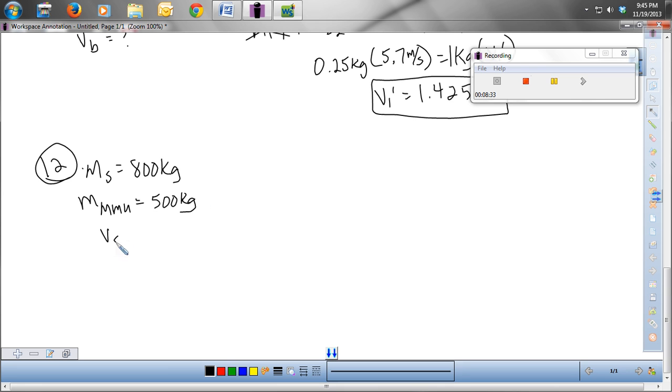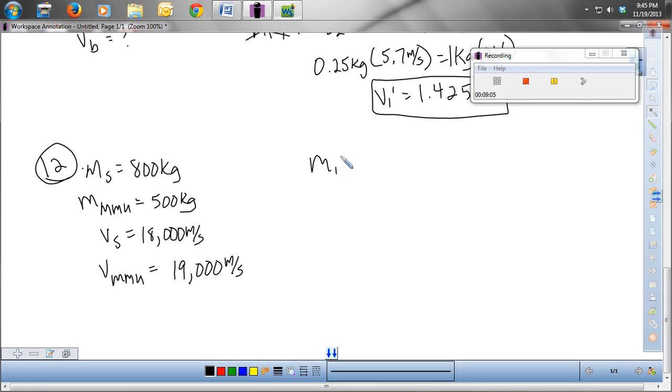The speed of the shuttle is 18,000 meters per... Nope, that's not true. The speed of the satellite is 18,000 meters per second. And the velocity of the MMU is equal to 19,000 meters per second.